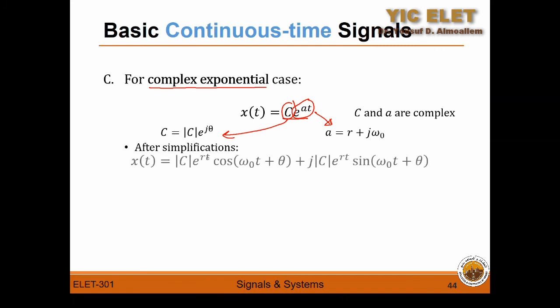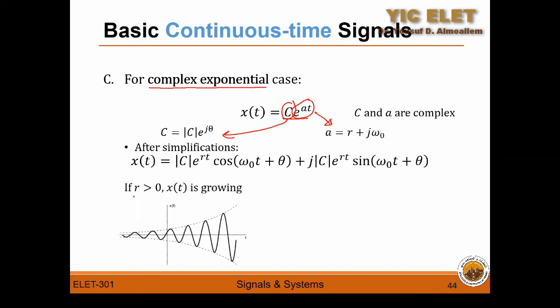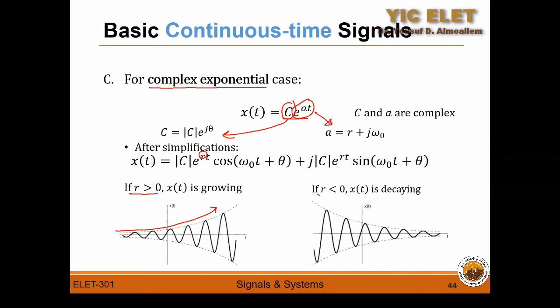So using simplifications, we come up with this long expression, and if we try to plot the magnitude of that, we will find out that if r is positive, then it will be oscillating and growing, and if r is negative, then it will be oscillating but decaying. I think this is just worth knowing, but not to take seriously in the exams, just a rough idea about this consideration.